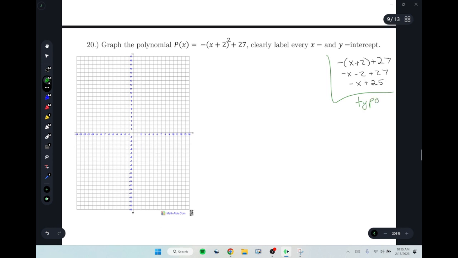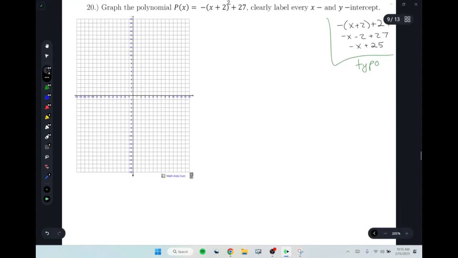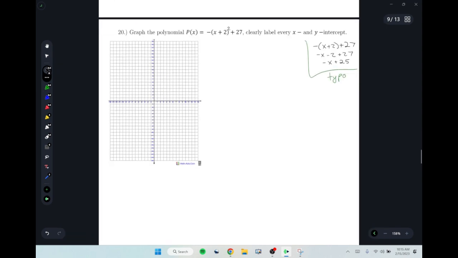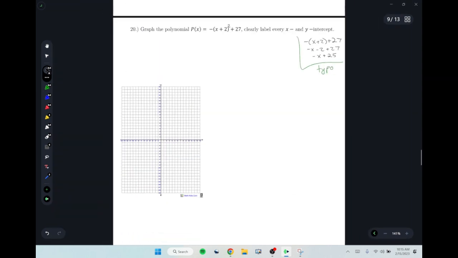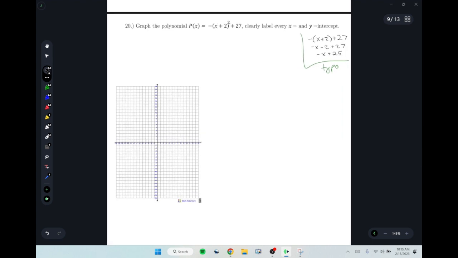Here's the real problem, graphing this function. Okay? Man, I didn't even get a big enough graph paper. I'm going to have to add some numbers up at the top. What do we know about this function? We know that it's a sad parabola, right? Okay, what else do we know?